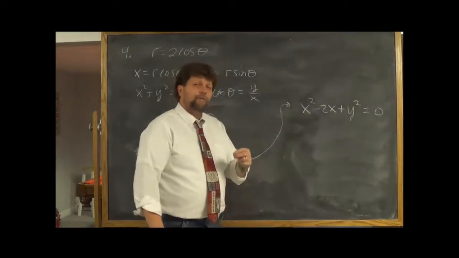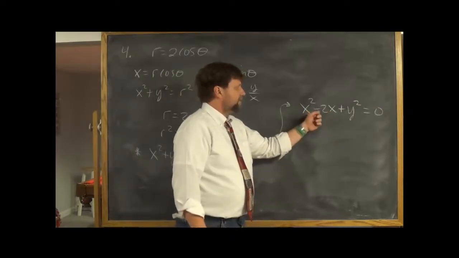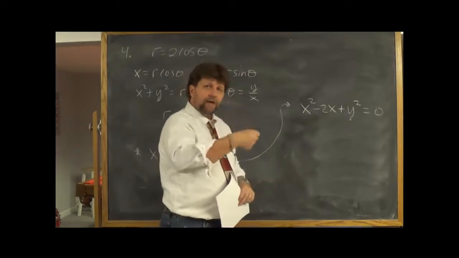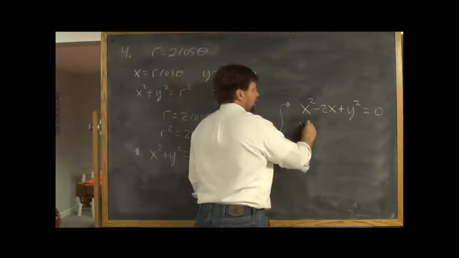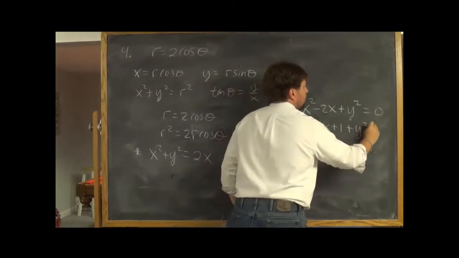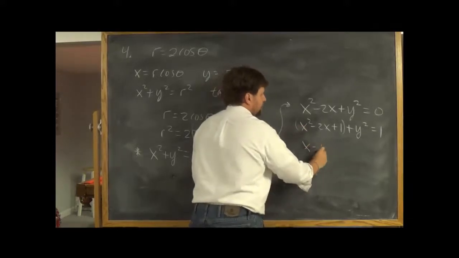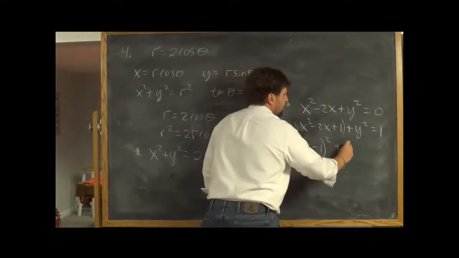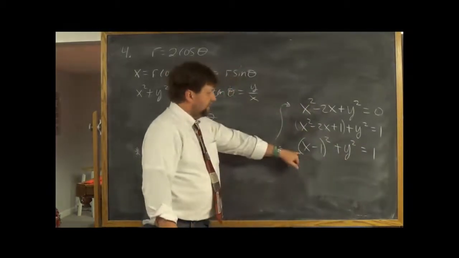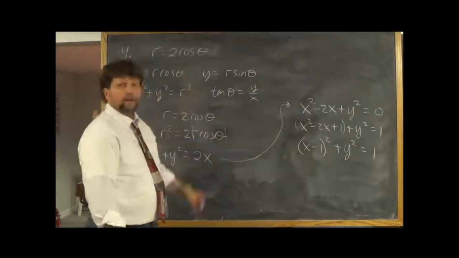You could do one more thing. You could complete the square on this x squared minus 2x part. To do that would require you to add 1 to both sides of the equation. So that's just completing the square. And now you have a perfect square here: x minus 1 quantity squared plus y squared equals 1. And some would say, let's go with that as our rectangular equation for this polar equation.